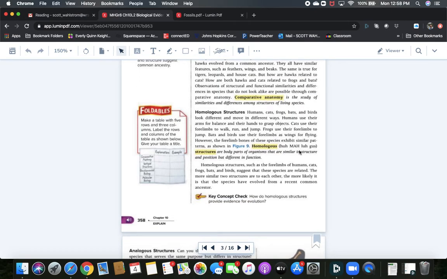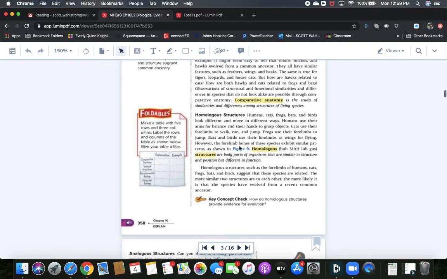Homologous structures. Humans, cats, frogs, bats, and birds look different and move in different ways. Humans use their arms for balance and their hands to grasp objects. Cats use their forelimbs to walk, run, and jump. Frogs use their forelimbs to jump. Bats and birds use their forelimbs as wings for flying. However, the forelimb bones of these species exhibit similar patterns as shown in Figure 9.